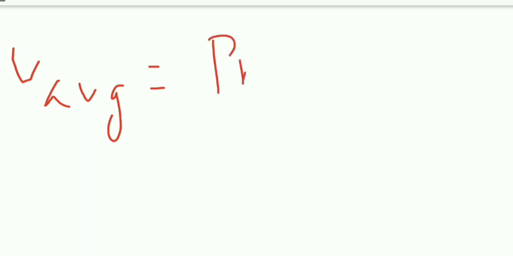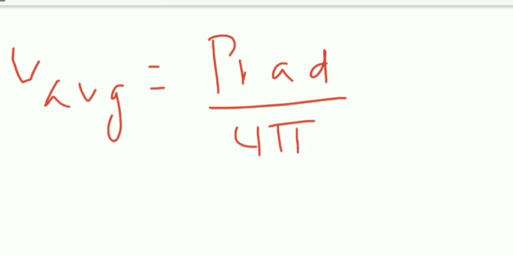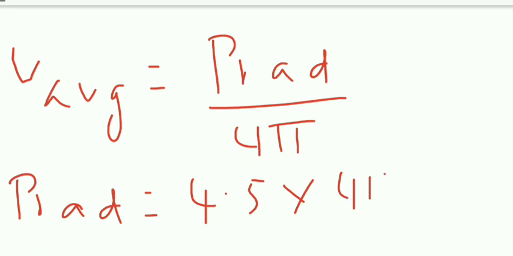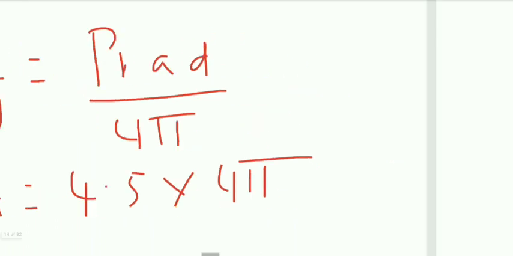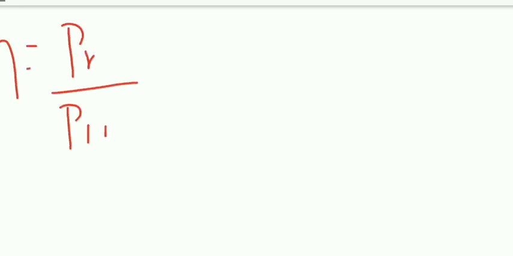So we know U average is equal to P radiation divided by 4 pi. So P radiation is equal to U average, and U average is given by 4.5, into 4 pi. And this we found. We know eta is equal to P radiation divided by P in.